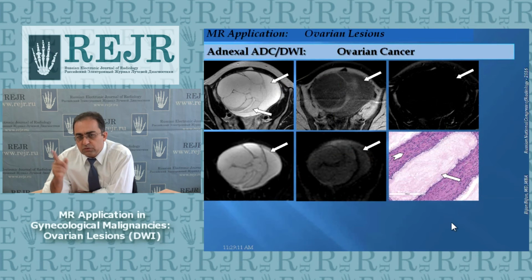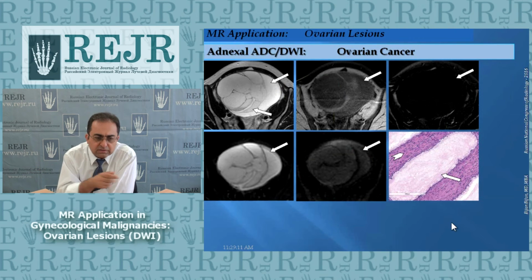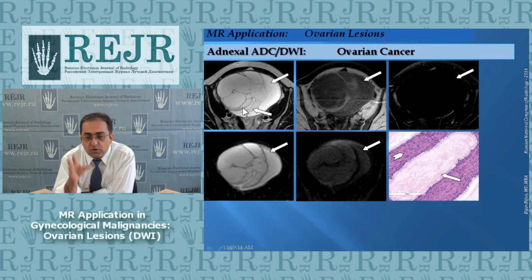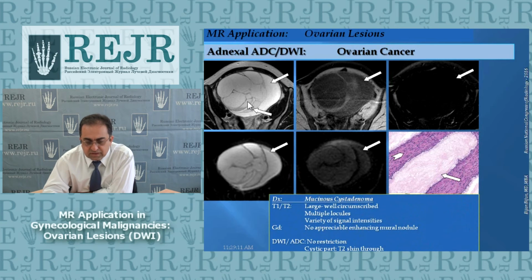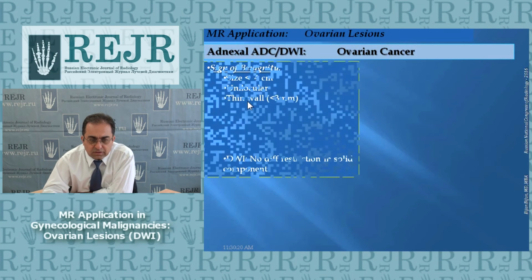Now, in contrast to what I showed you before, take a look at this case. This case has multiple different compartments, many of them small. They have different intensity. For example, the brightness here is different than the brightness here, which is different than the brightness here. Therefore, with different components, most likely you're looking at a mucinous cancer. This one didn't cause any restriction.